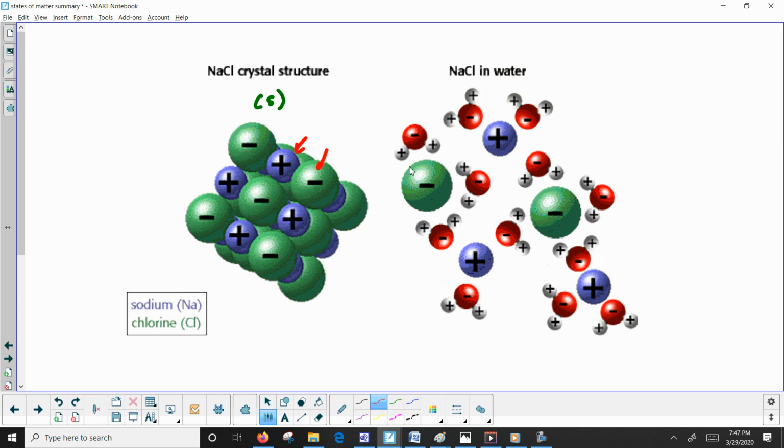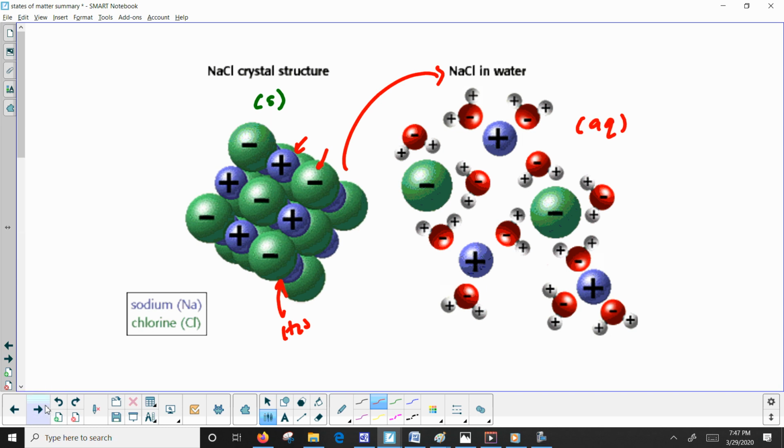Well, what happens when we add this to water? When we add this to water, the water molecules come in and they overcome the attraction between the ions. They separate them. We call that dissociation. And then the water molecules, remember, are polar because of their polar bonds. The partial positive ends surround the anion, the chlorine ion, and the partial negative ends are going to be surrounding the sodium cations. And we've got this aqueous solution, AQ for aqueous.